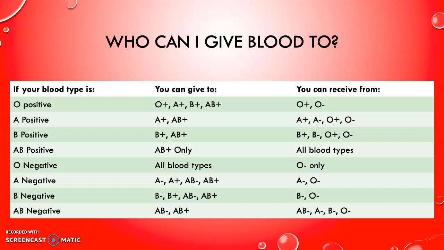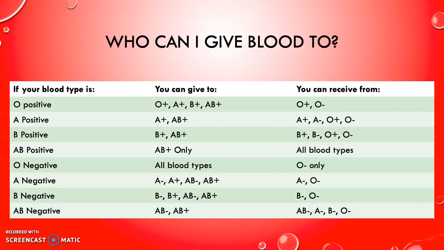An AB positive person can only give to AB positive people. It is one of those blood types where it can receive from all blood types, meaning O positive, O negative, A positive, A negative, any of those. O negative blood, like I said, can give to any blood type, no matter B positive, B negative, anything like that. But like I said, it can only receive from O negative only.